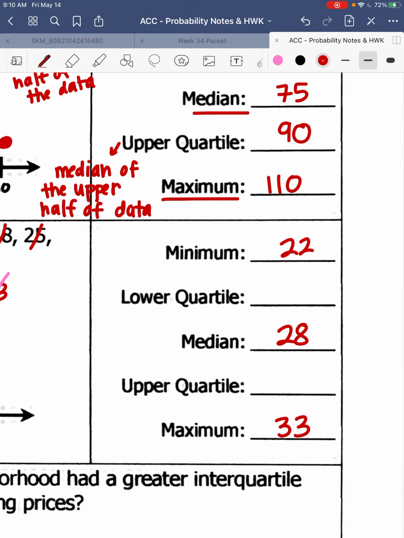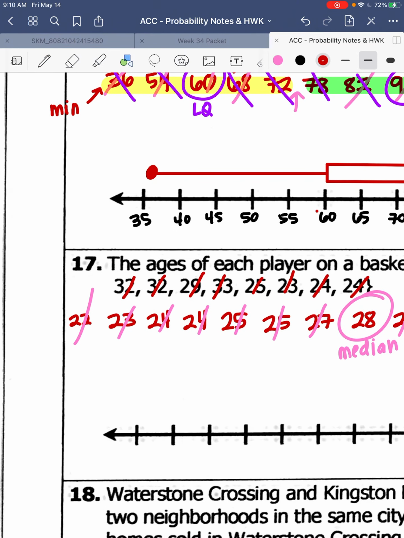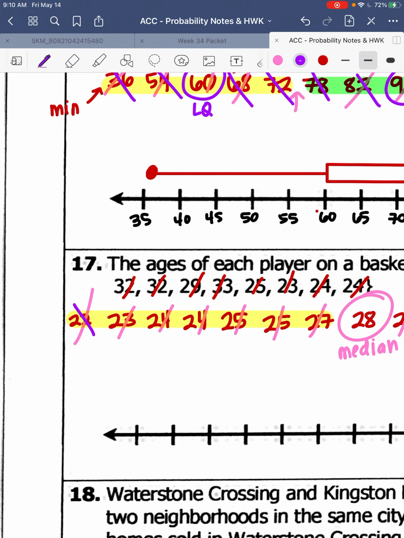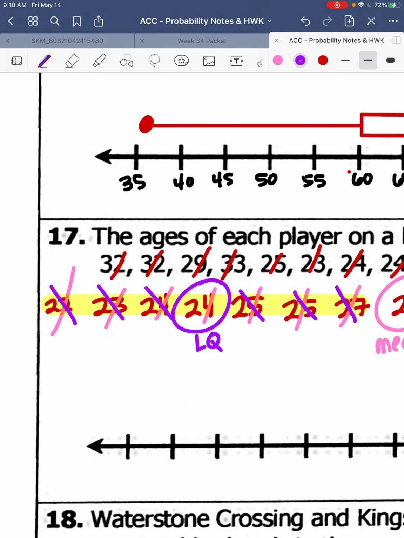Okay, now let's find our lower quartile. Remember, that's the median of the lower half of the data. So everything up to the median. So this right here is the lower half of the data. It does not include the median. So I'm going to find the middle of this set. To find the middle of this set, I'm going to cross off from the small end and the big end and work my way towards the center. And I'm left with this number right here. That right there is my lower quartile.